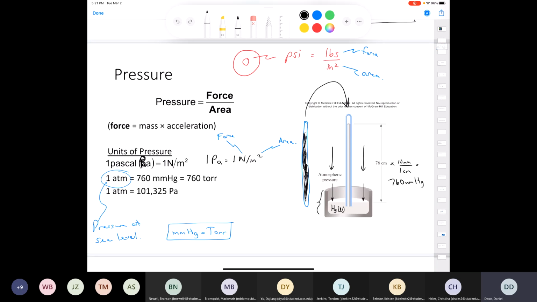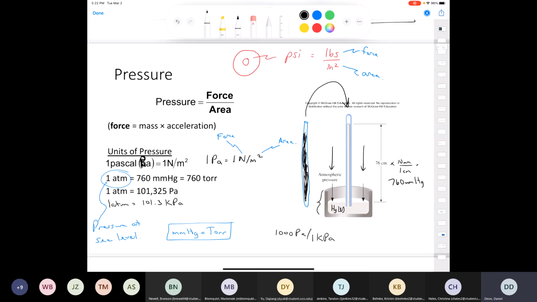Well, that conversion is shown right here, that one atmosphere is equal to 101,325 pascals, but more commonly, we're going to use one atmosphere being equal to 101.3 kilopascals, right? And you can imagine that there are 1,000 pascals, right? We have 1,000 pascals for every 1 kilopascal, okay? Pretty easy to put that one together there.